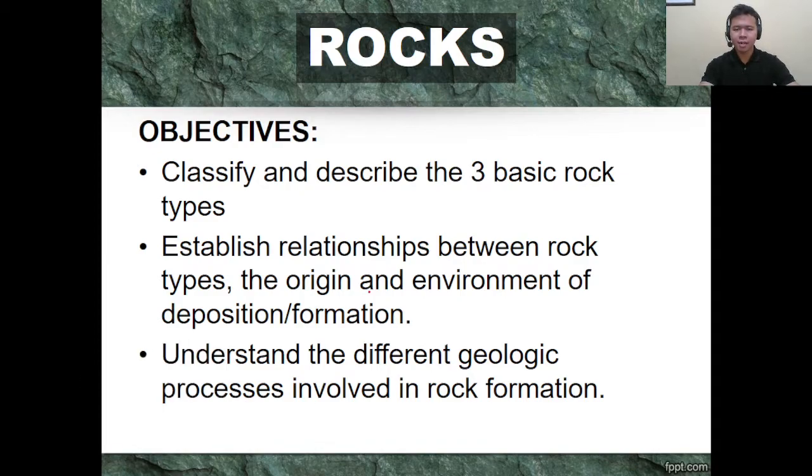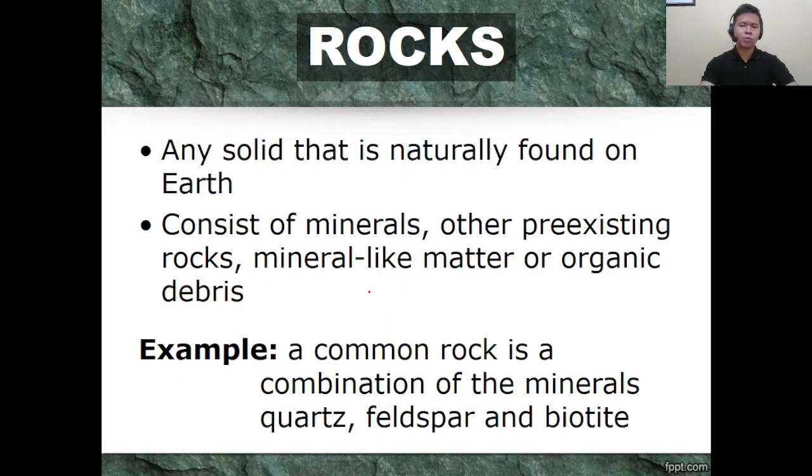Now, let me ask you, what is a rock? A rock is any solid that is naturally found on Earth. So they are scattered all around us. They may consist of combinations of minerals. They may contain pre-existing rock components, or they may contain organic debris, or they may possess all of these components. So rocks are mixtures of minerals, other pre-existing rocks, and other organic matter.